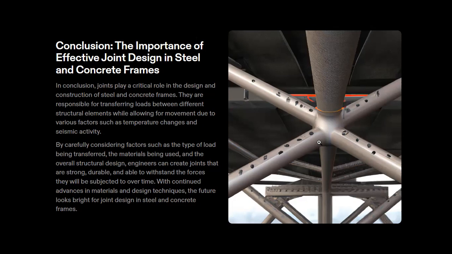These are durable properties and design structures, and engineers can make strong joints that withstand the forces and overcome challenges with continued advances in materials and design techniques. The future looks bright for joints in steel and concrete frames. These are the conclusions. We have seen here different types of structures. Then design begins, construction is started.